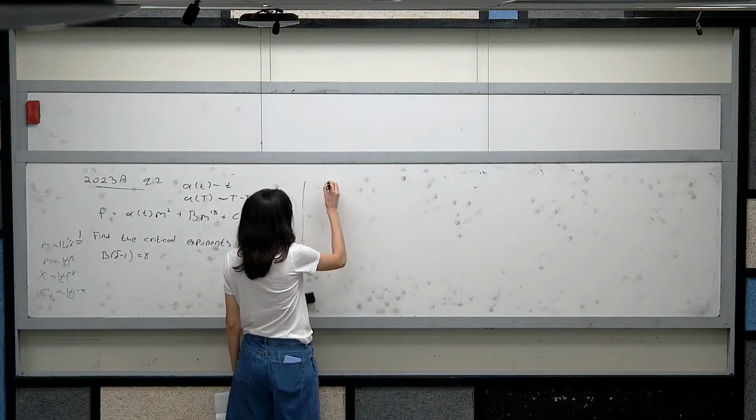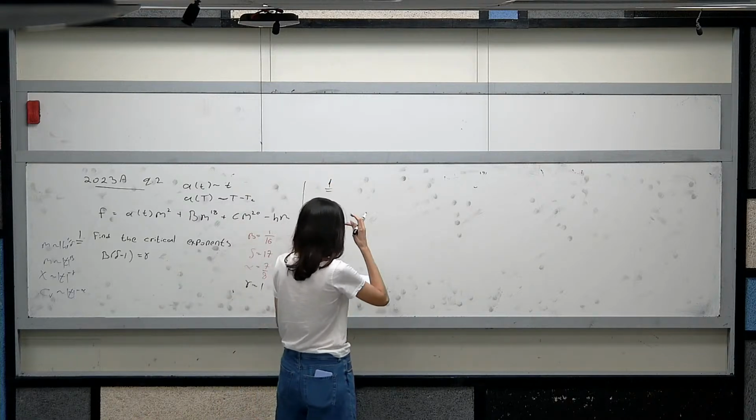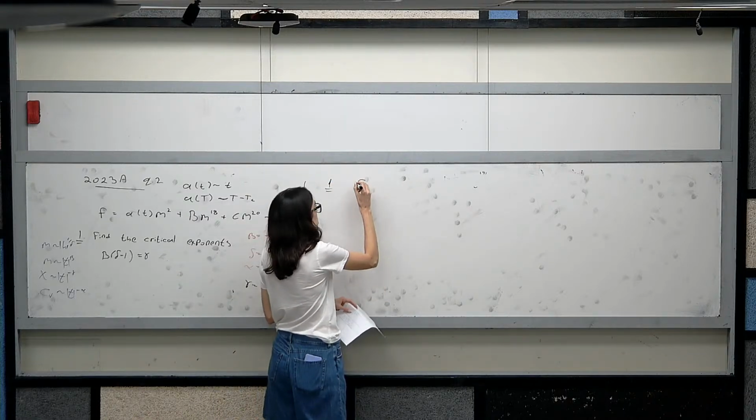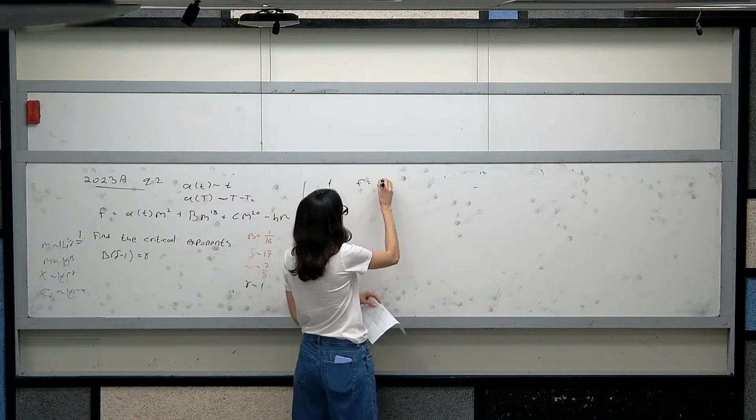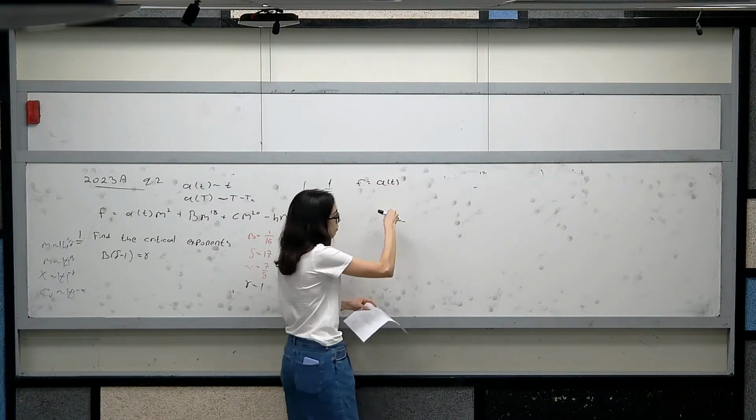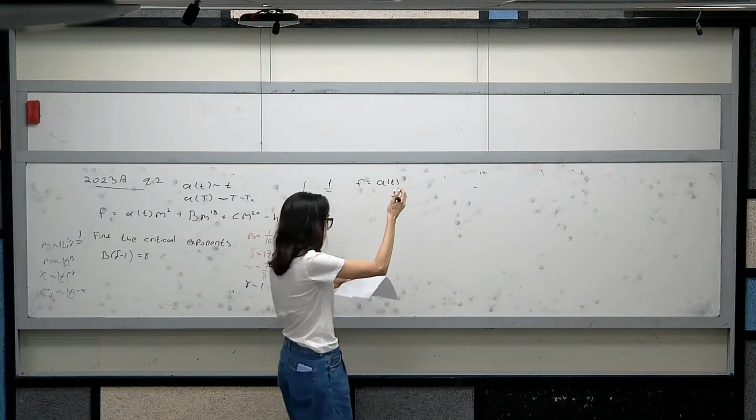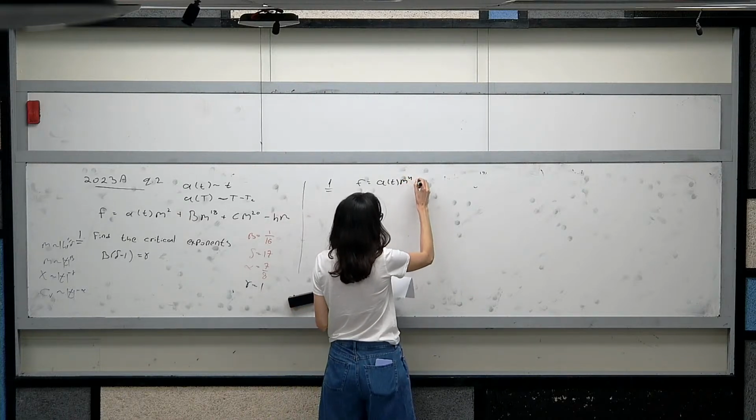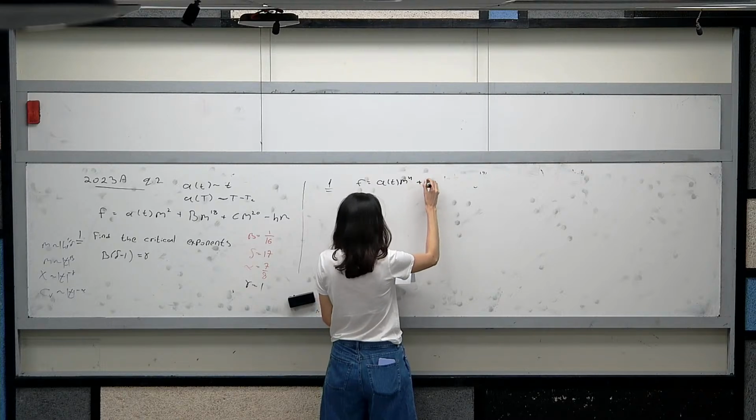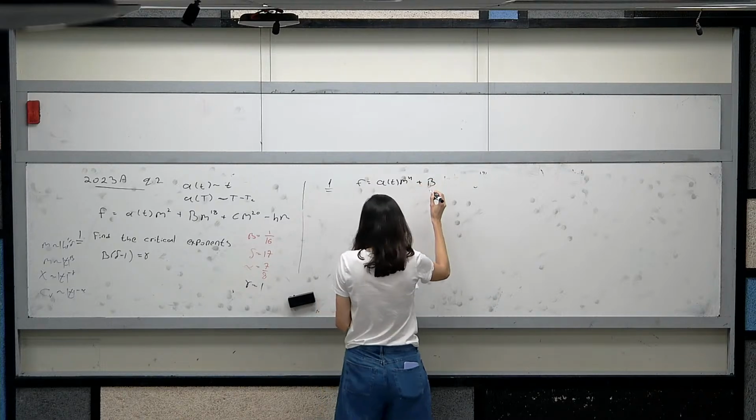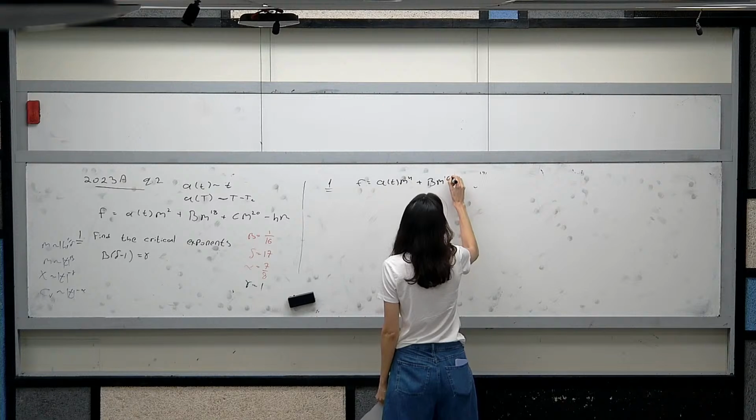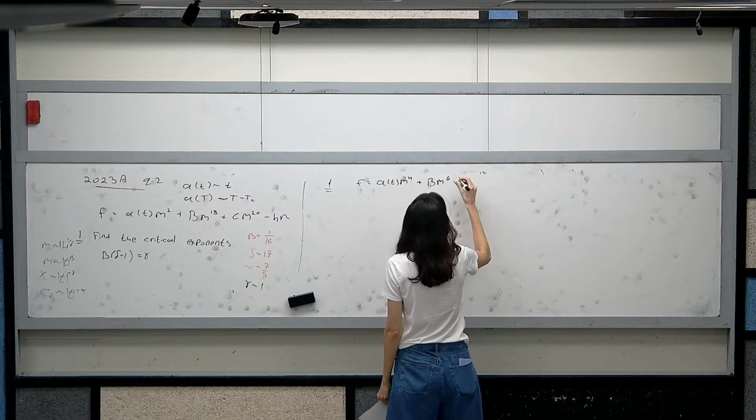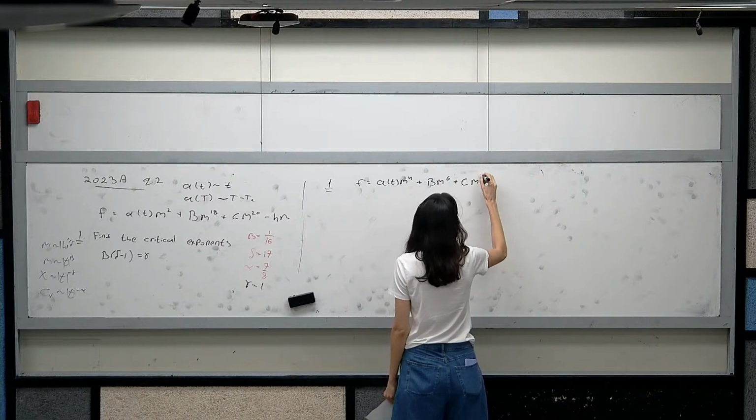So let's see. The first one, we have F equal A of T. A of T is always the same A of T, M to the power 4 plus B M to the power 6 plus C M to the power 19.